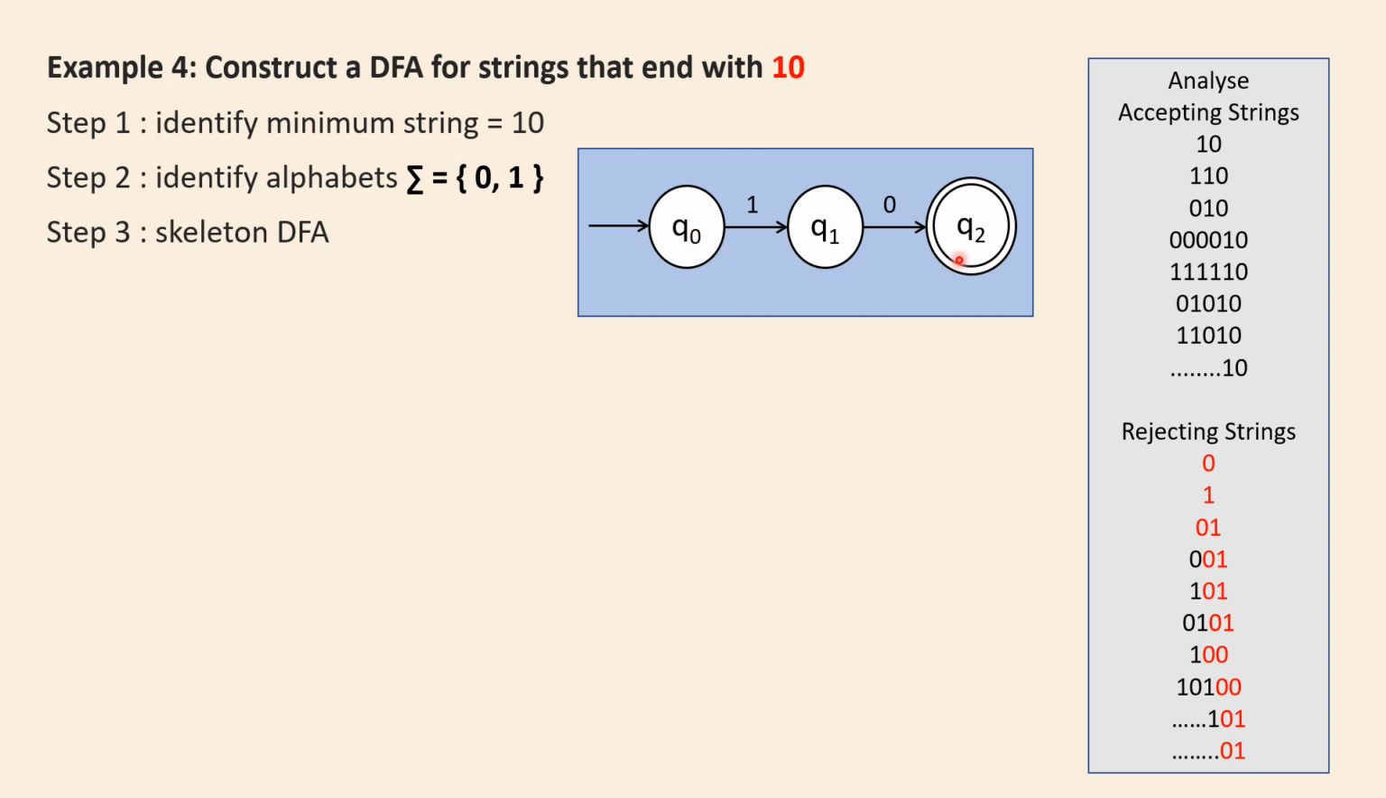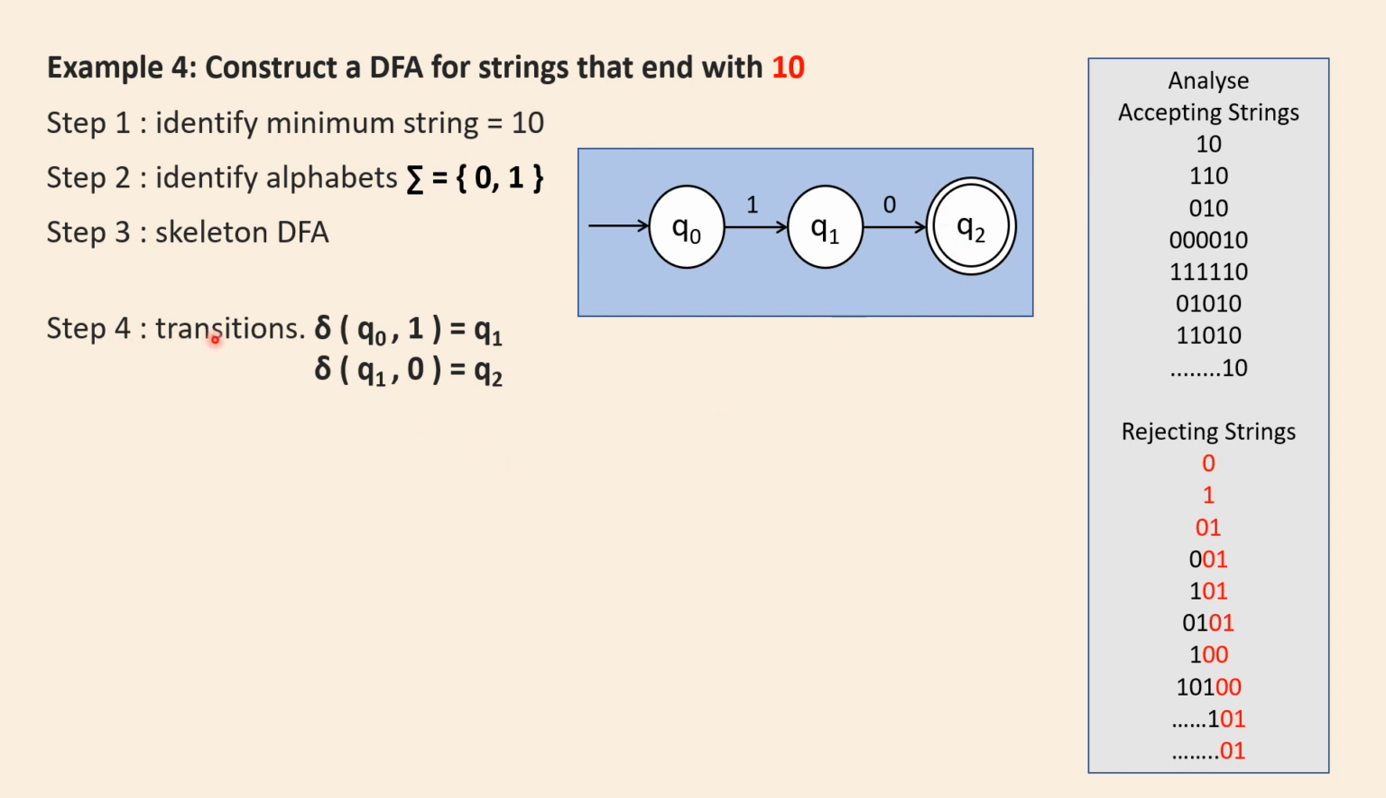So therefore 1, 0 is being accepted. Now the transition for this 1, 0 should be written here. Delta Q0 on input 1 goes to Q1. Q1 on input 0 goes to Q2.